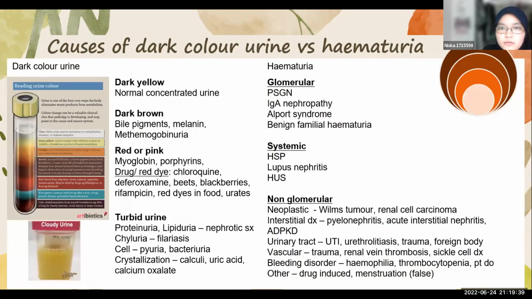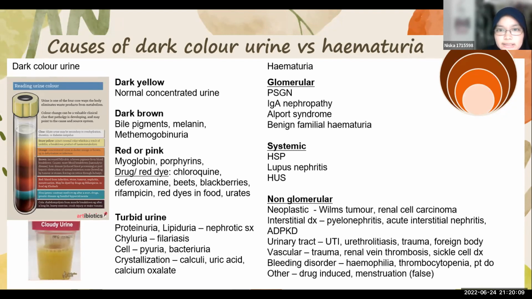So the causes of dark color urine versus hematuria. Under dark color urine, we have dark yellow, dark brown, red, or pink. For the dark yellow, usually it is normal concentrated urine. For the dark brown, one of the causes could be an increase in the bilirubin that comes from the red blood cell breakdown. It can be caused by hemolysis, liver disease, or post-hepatic obstruction.